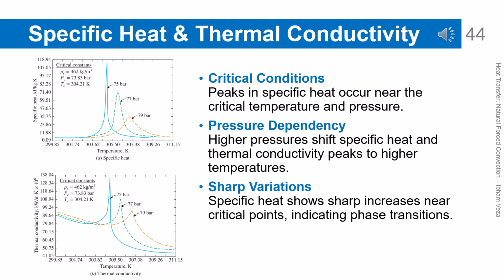Specific heat and thermal conductivity trends. Near critical conditions, specific heat can increase sharply. Higher pressure shifts the peaks of thermal properties to higher temperatures. Thermal conductivity shows similar trends, although usually less pronounced. This behavior indicates phase changes or thermodynamic instabilities. This understanding is crucial for designing systems operating near critical conditions.